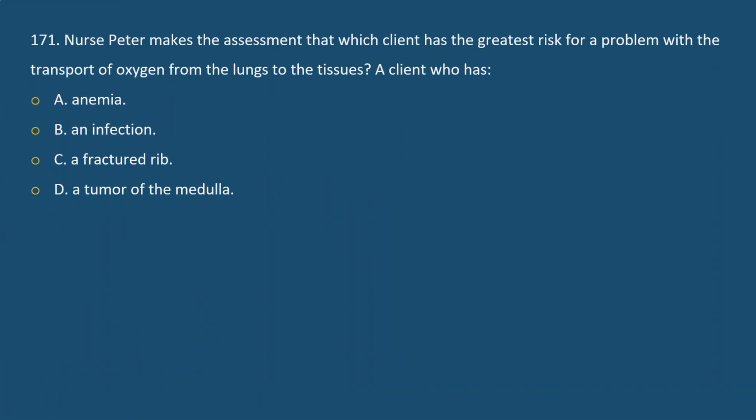Question 171. Nurse Peter makes the assessment that which client has the greatest risk for problem with the transport of oxygen from the lungs to the tissues. A client who has A. Anemia, B. An infection, C. A fractured rib, D. A tumor of the medulla.